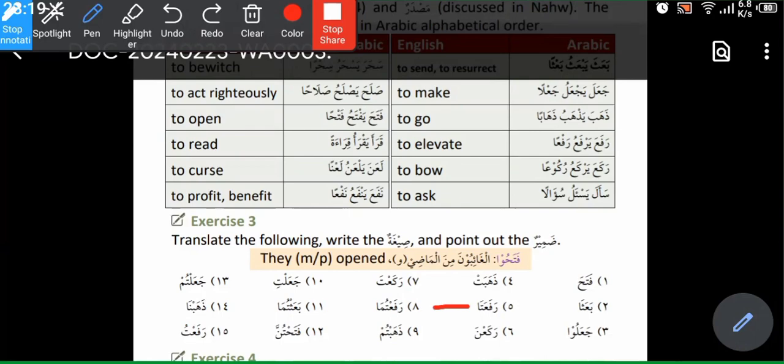And what's this one? Rafa'atuma. You two. Is it Rafa'atuma or Rafa'na? I cannot see it clearly. Rafa'atuma.